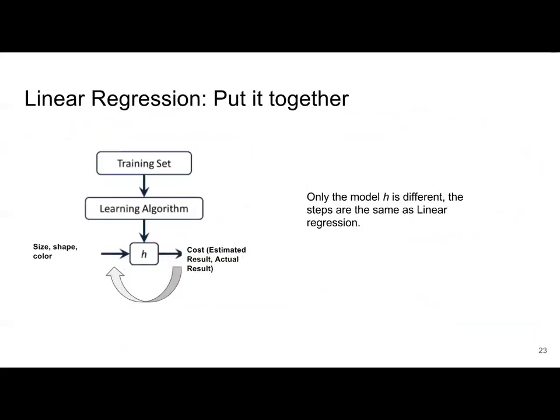Okay, so put it together. The scenario is exactly the same as linear regression. We have a training set, a lot of tumor sizes and benign or malignant labels, and feed them into the training algorithm. Then we do the estimation. If it's not good, we improve it. Not good, improve it. Eventually, we learn all the thetas. So in this example, you can see only the hypothesis is different, only the model is different.